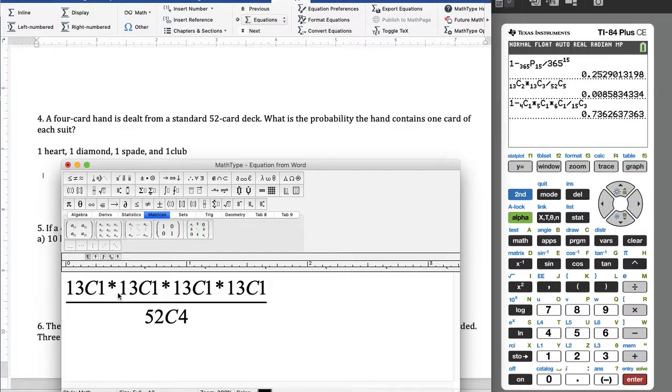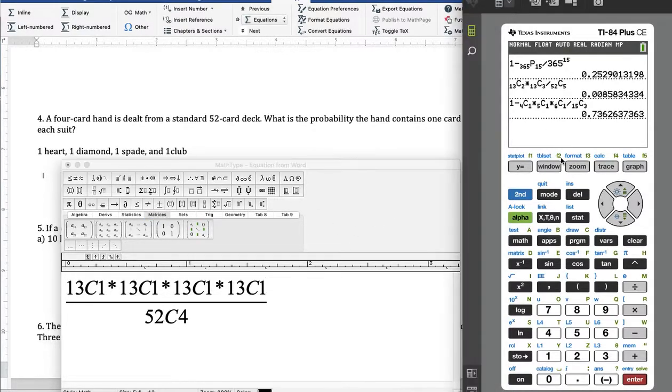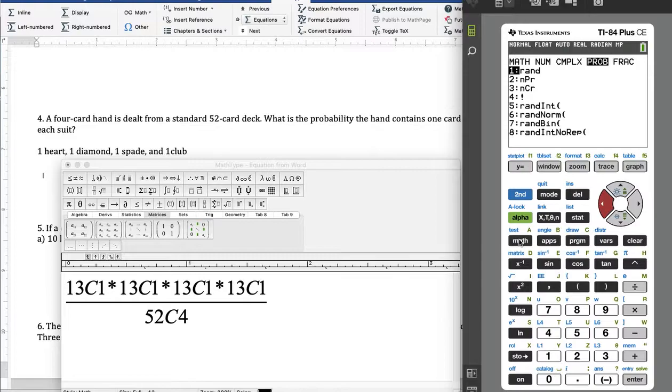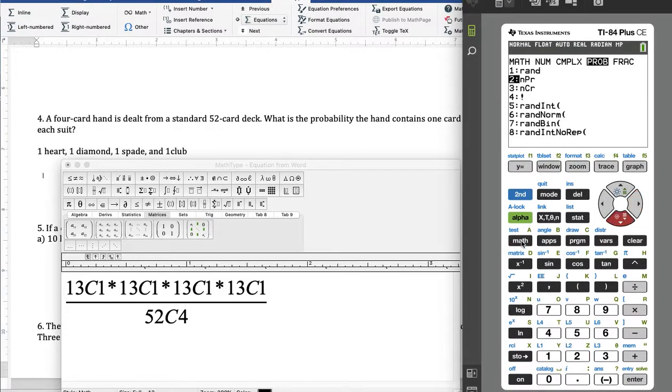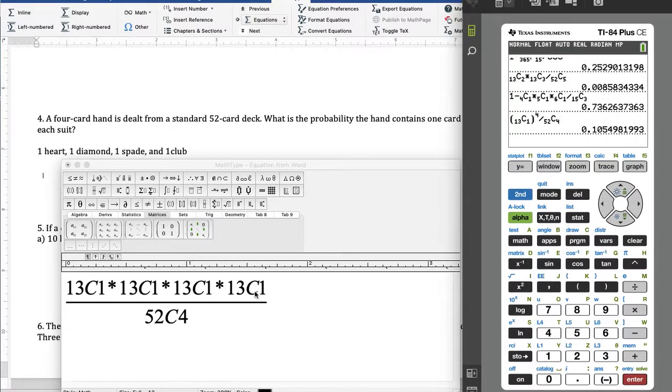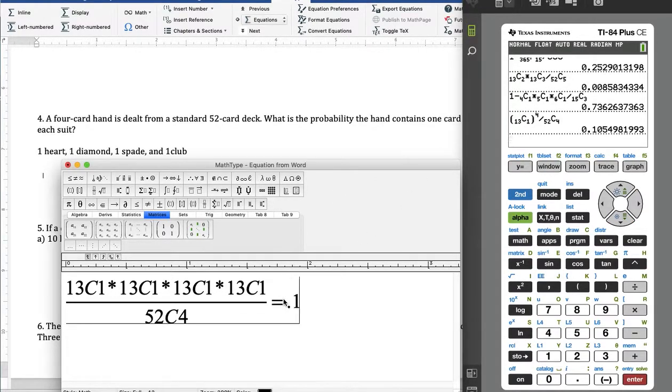So we've got 13C1 times 13C1. That's 13 hearts, we're getting one. 13 diamonds, we're getting one. In total, there's 52. We're taking four out of the deck, and the order does not matter. Put this in the calculator and see what we get. I'm going to shortcut this with an exponent. So 13C1 to the fourth, so we're multiplying it four times. And we get 10.5%.